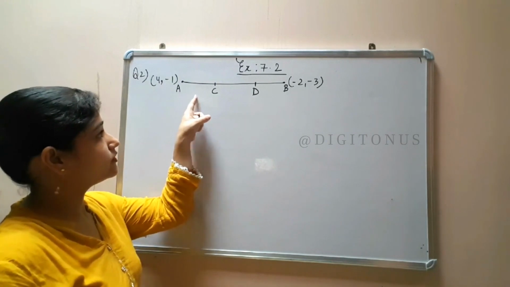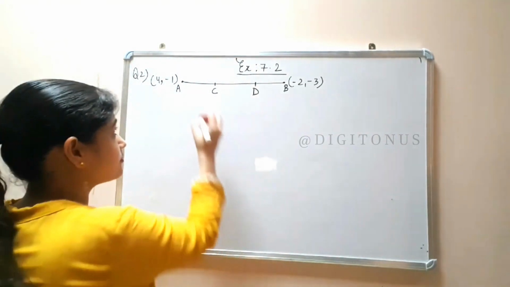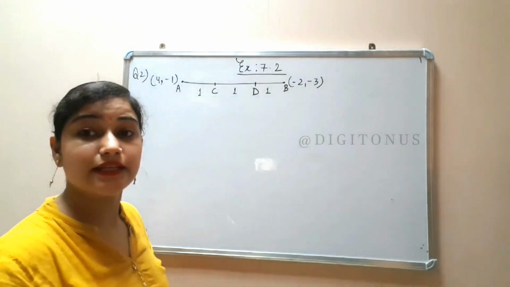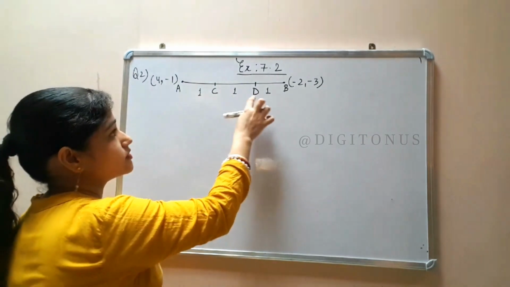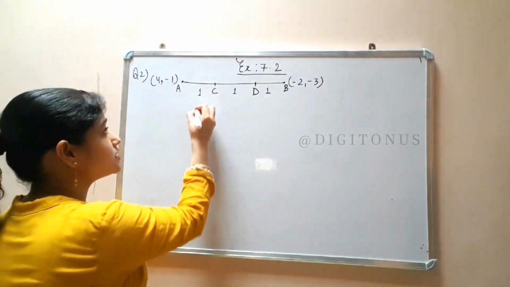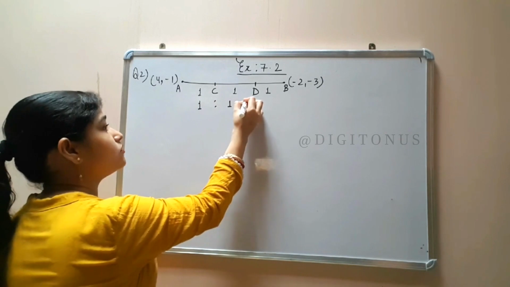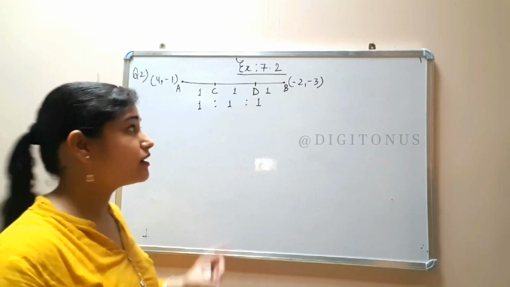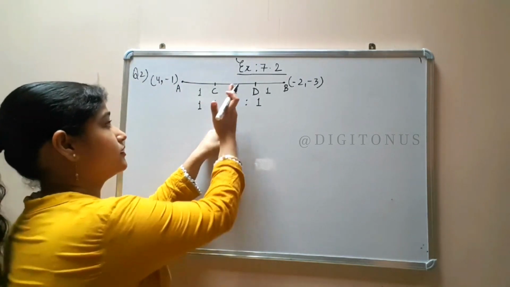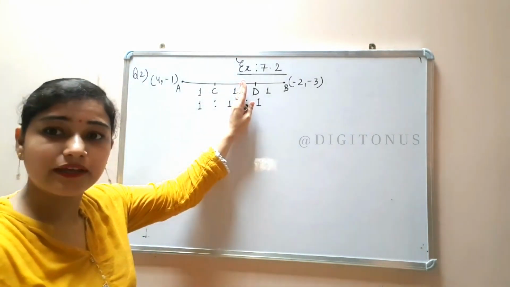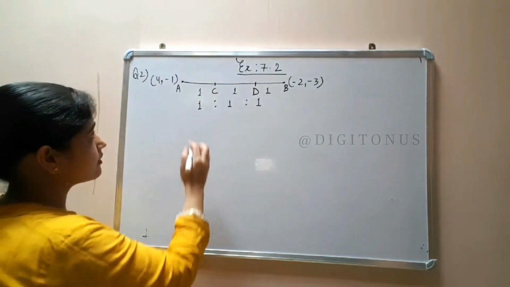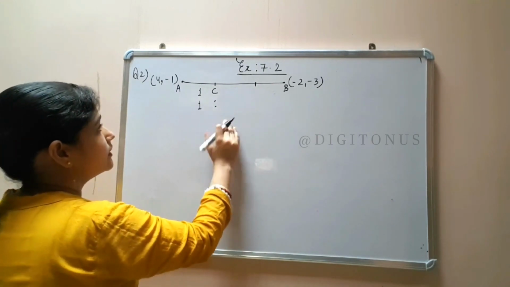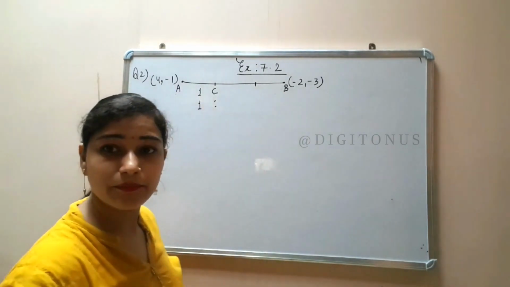If there are 3 equal parts of this line, it means the ratio is 1:1:1, because it is a trisection and all 3 parts are equal. But we have the section formula when we have only two parts, m1 and m2. So first we will forget point D and work in AC and CB.